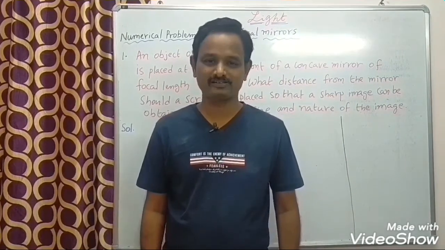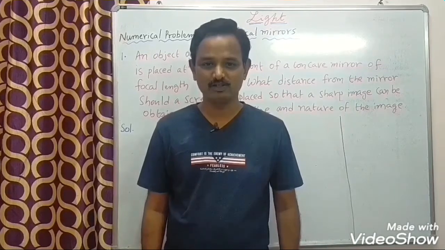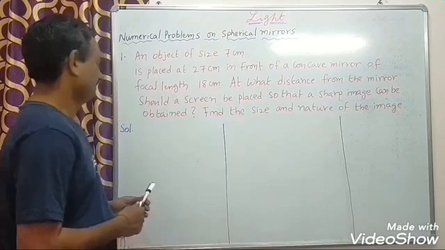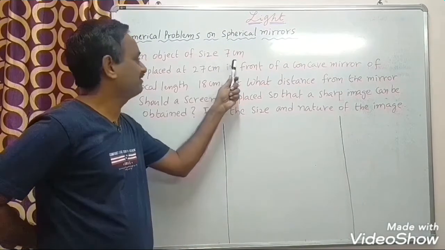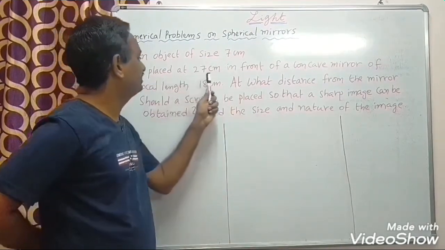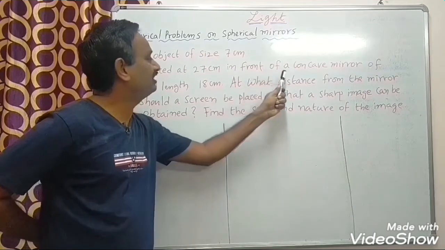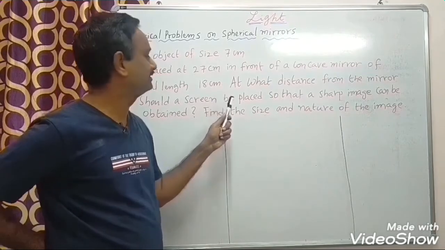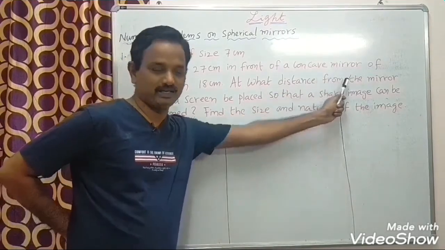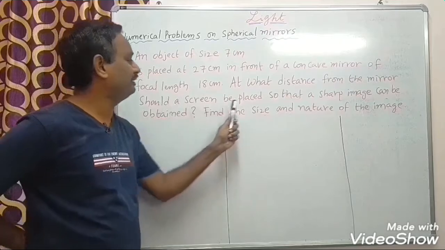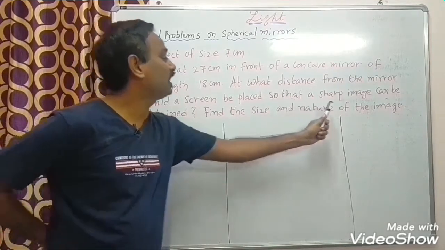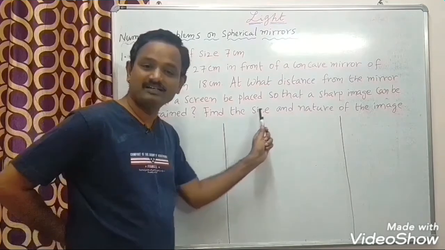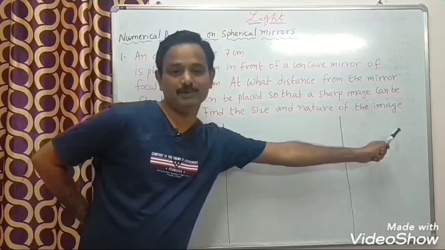Students, now we will do numericals on spherical mirrors. First, I will do a problem on a concave mirror. Look here. An object of size 7 cm is placed at 27 cm in front of a concave mirror of focal length 18 cm. At what distance from the mirror should a screen be placed so that a sharp image can be obtained? Find the size and the nature of the image.